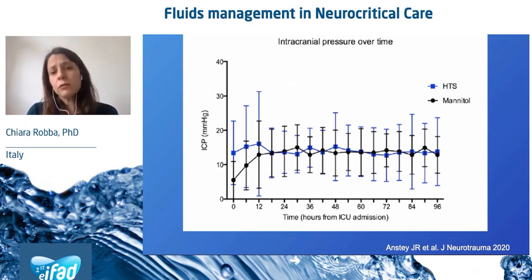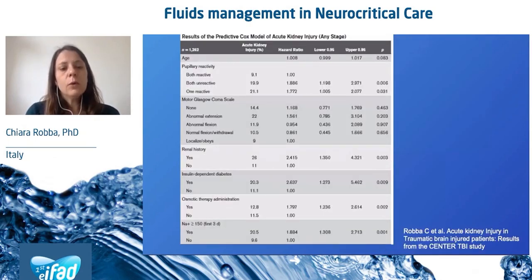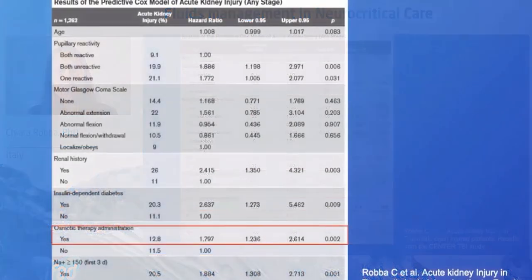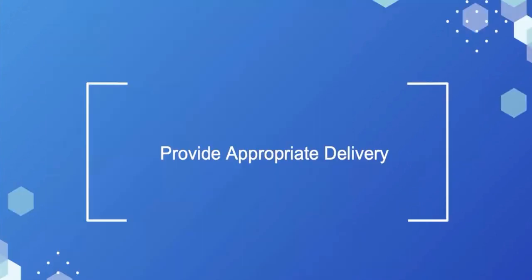But we need to be careful when we use these drugs, because what we notice from this study from the Center-TBI is that the use of osmotic therapy, and in particular with an increase of the sodium over 150, is associated with a risk of acute kidney injury in traumatic brain injury. So they are useful, but attention should be paid to the side effects. And the third point is that we need to provide an appropriate delivery.